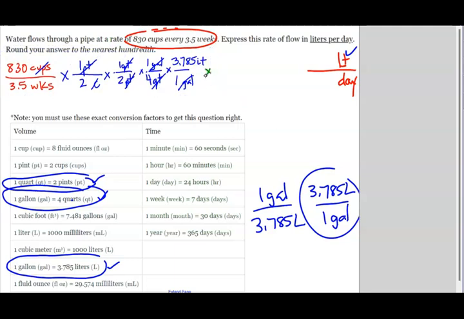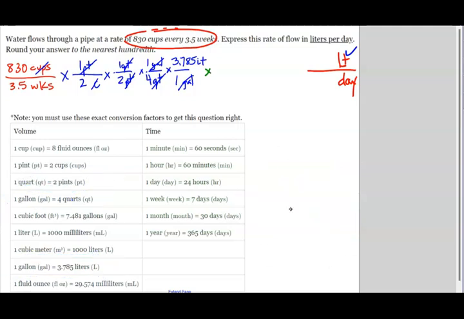Now I need to go with my weeks to days. So I don't need any of this anymore. I need weeks and days. Oh, here we go. 1 week is 7 days. So I've got weeks on the bottom. That means I need weeks on the top. So weeks and days. 1 week, 7 days. All right, I've got my units.